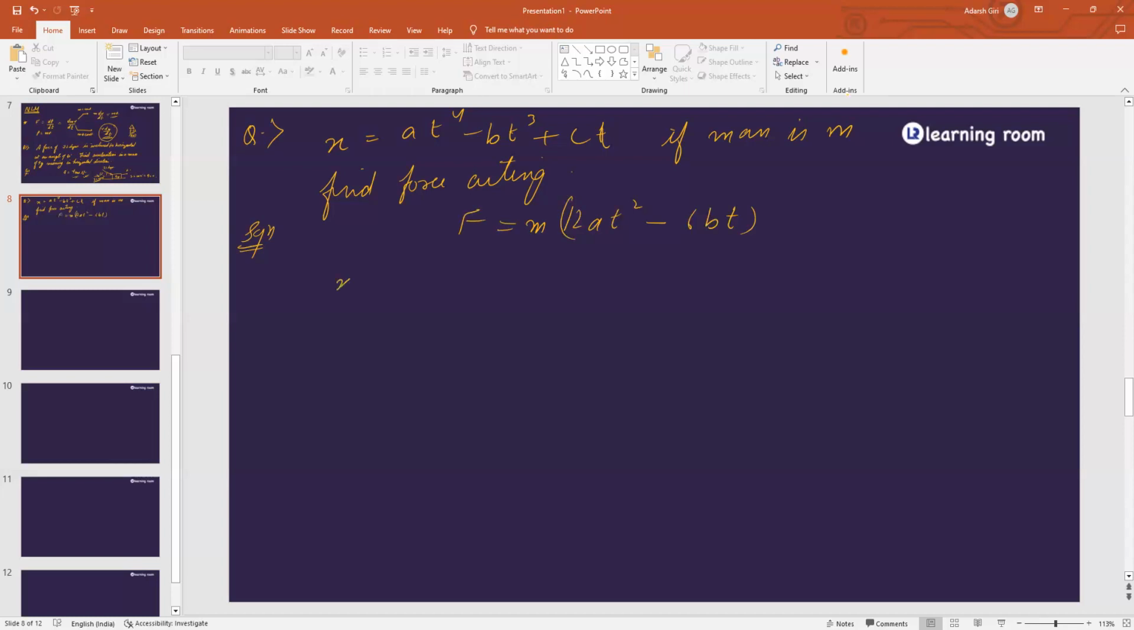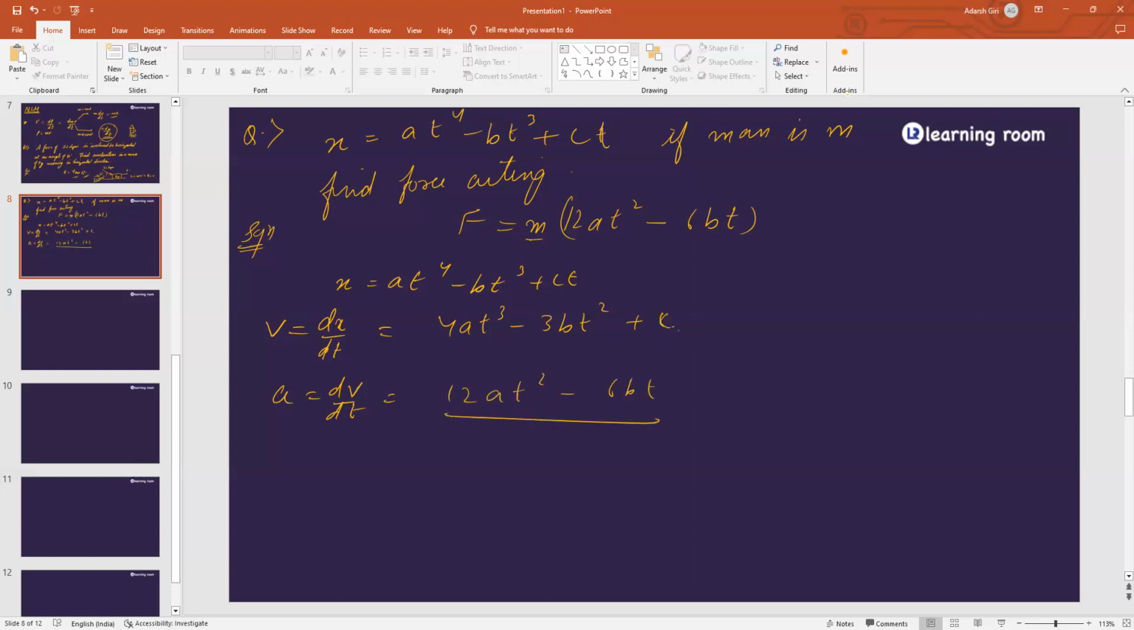What you just have to do: if x is equal to at to the power 4 minus bt cube plus ct, if you differentiate it once, you get velocity, right? So it will be 4at cube minus 3bt square plus c. If you differentiate it again, you get the acceleration. So it is 12at square minus 6bt. C becomes 0. So this is your acceleration. Acceleration multiplied by mass gives you force, right?